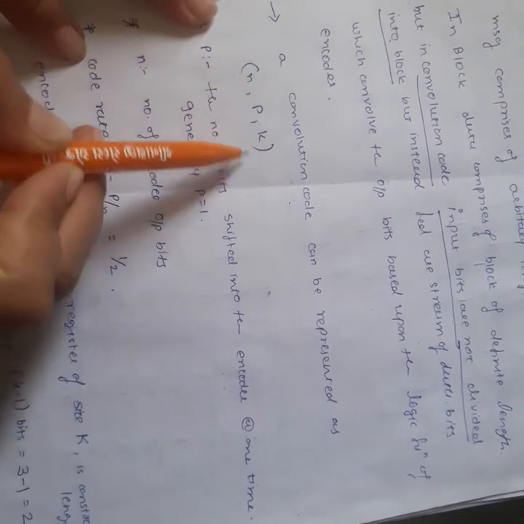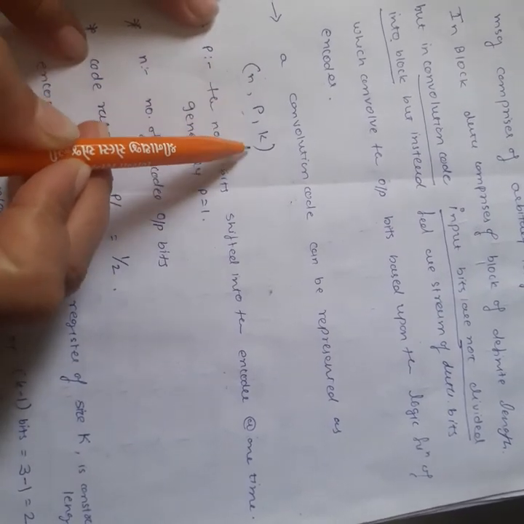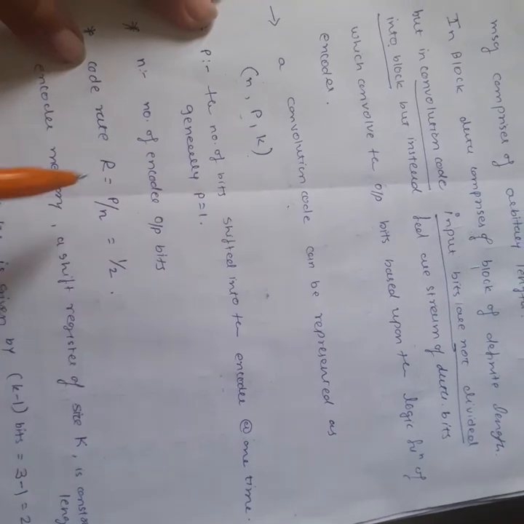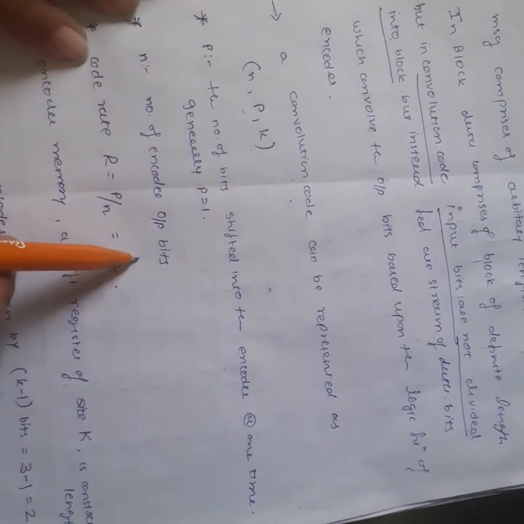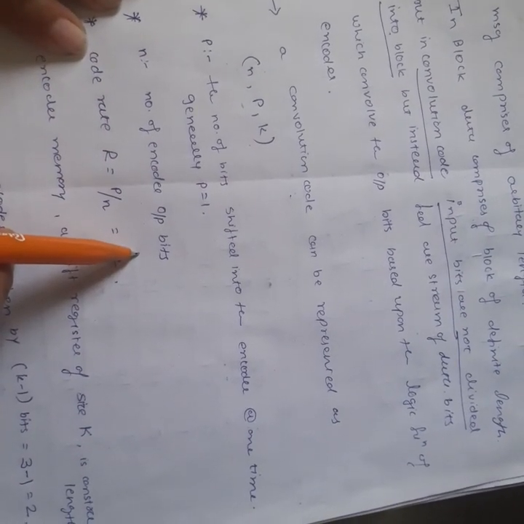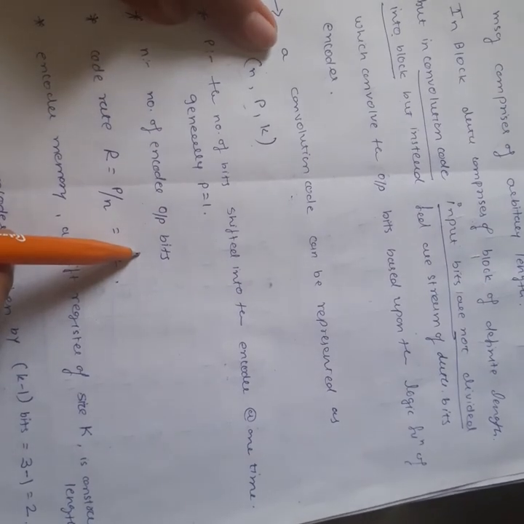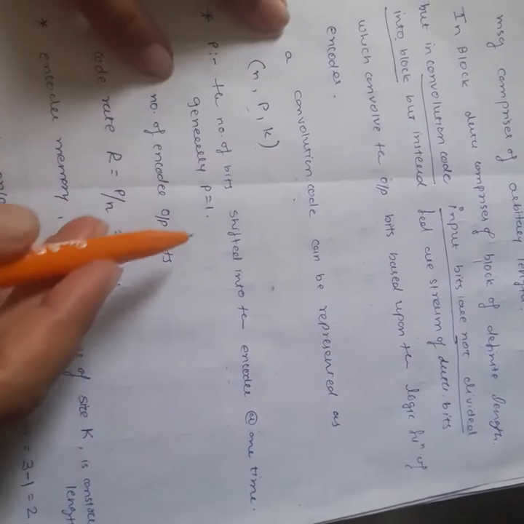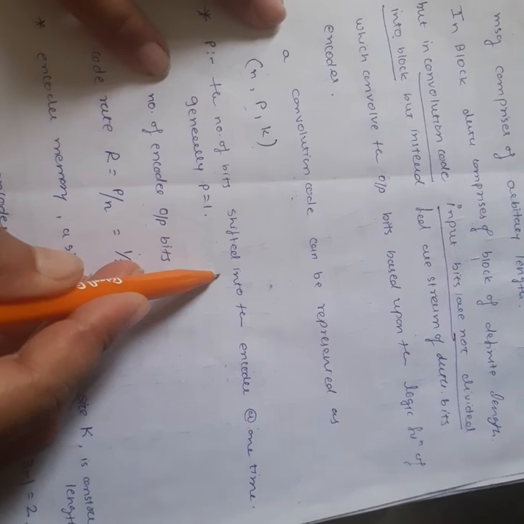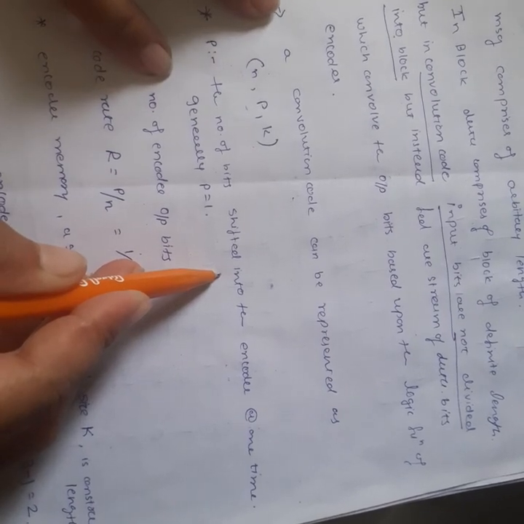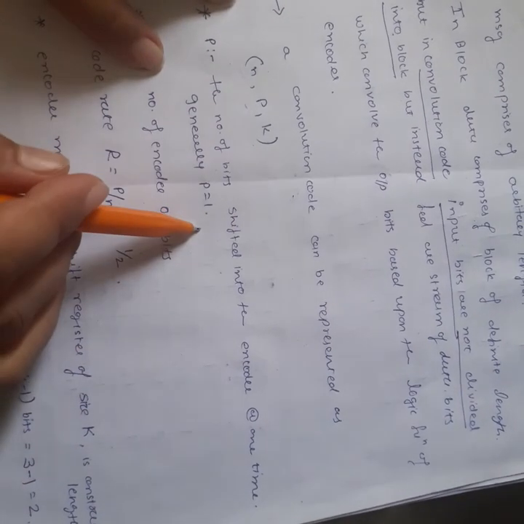So first of all we would like to see the algorithm, right? The algorithm of binary convolution code is represented by three characters: first is N, P and K. Here N is the encoder output bit. What is the output? How many bits of output have been generated? That is represented by N. P is the number of bits shifted. So basically the encoder shifts one bit by bit, so P would have the value 1.